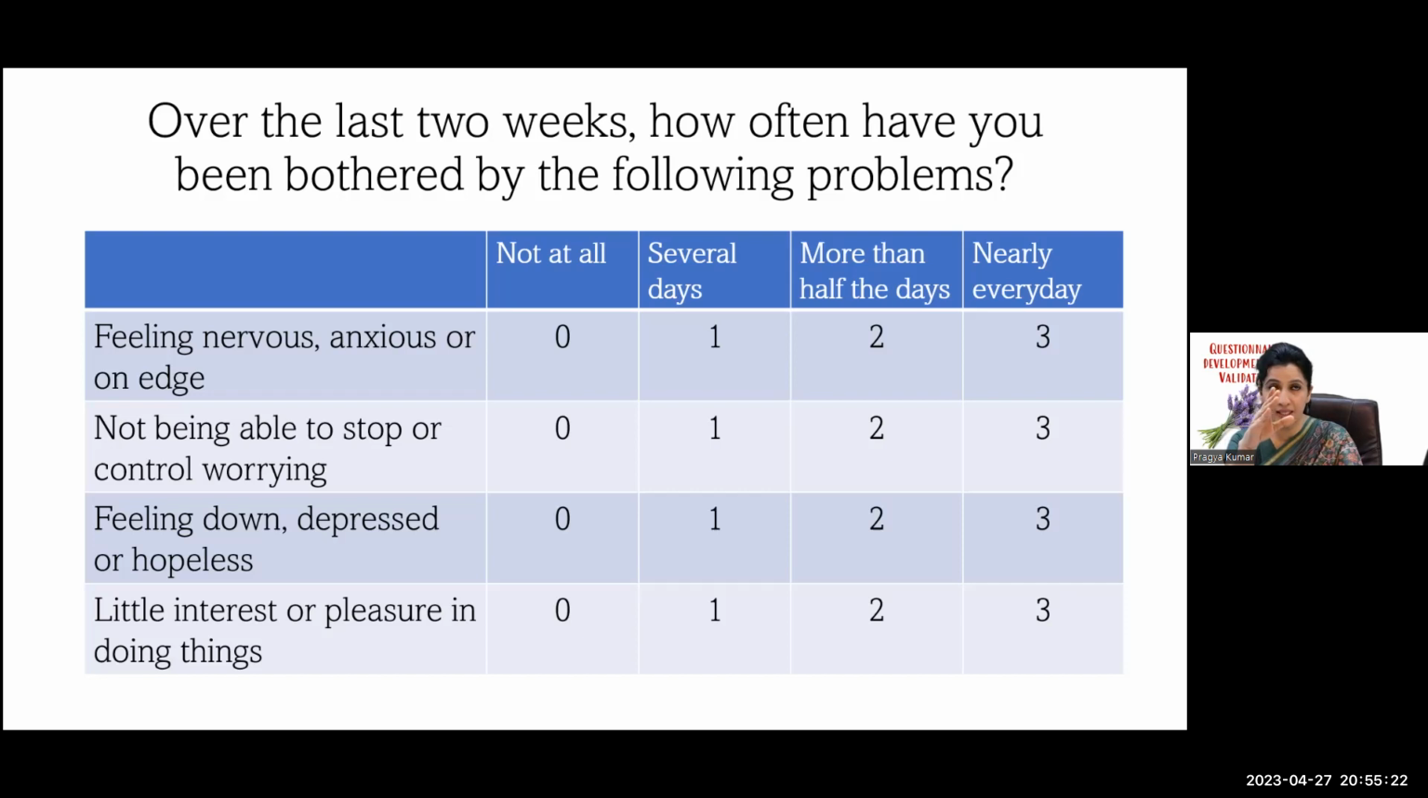So these are the scale. 0 is not at all. It is a 4-point scale, and the responses are from 0 to 3. So not at all is 0. Several days is 1. More than half the days is 2. And nearly every day is 3. Okay. So these are the responses.